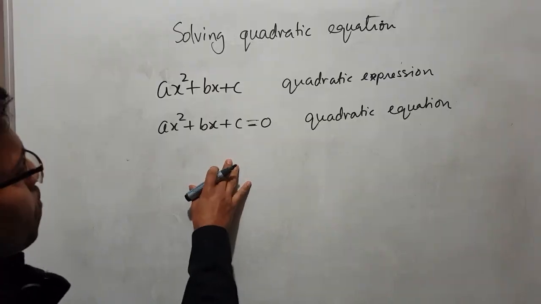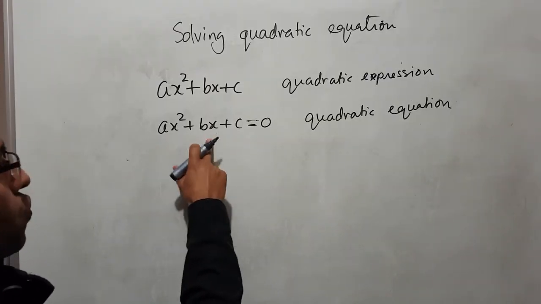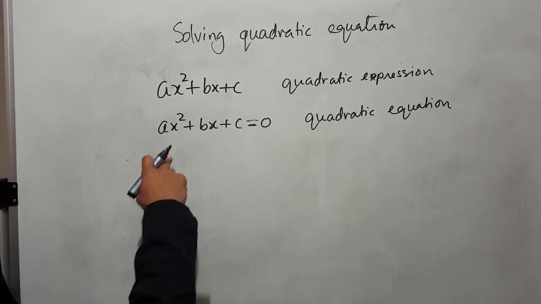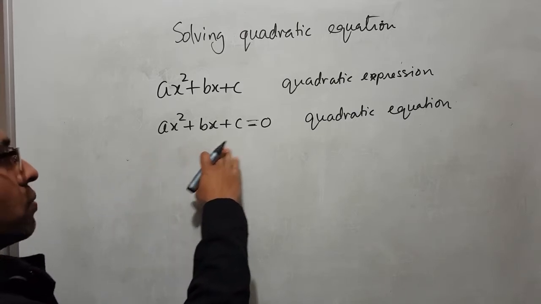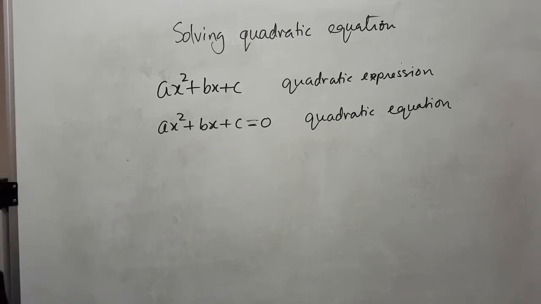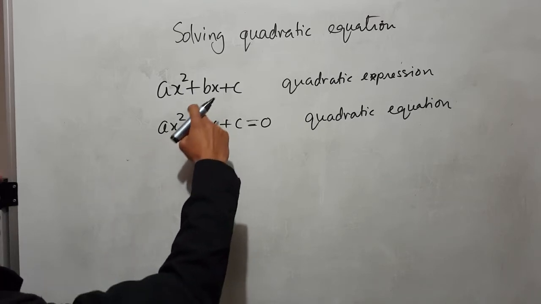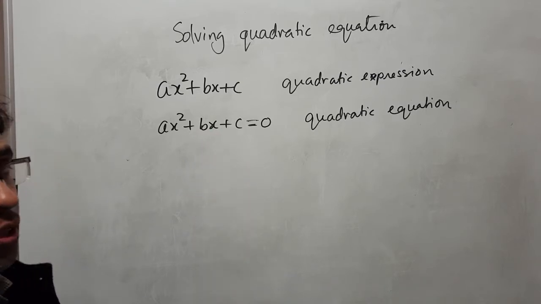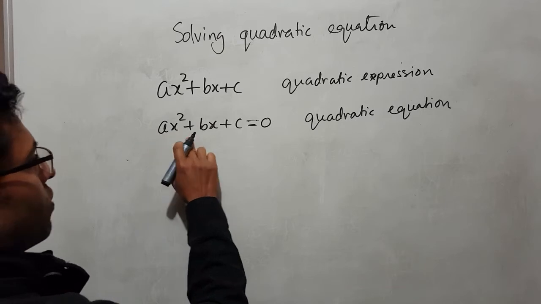It could be a quadratic equation with three terms. This is called the quadratic term, the linear term, and the constant. So a is the coefficient of the quadratic term, b is for the linear term, the coefficient of x, and c is the constant. So we can have quadratic trinomials.